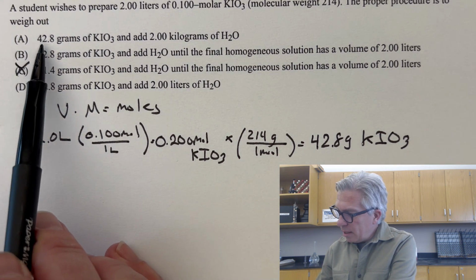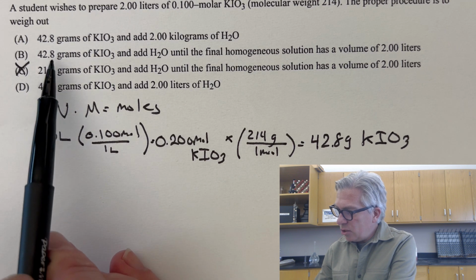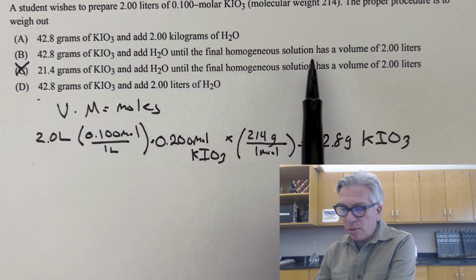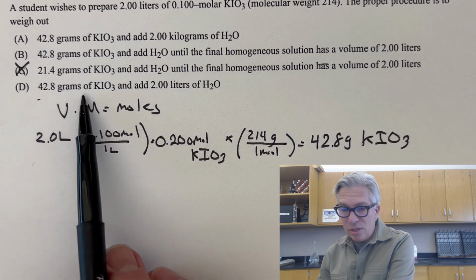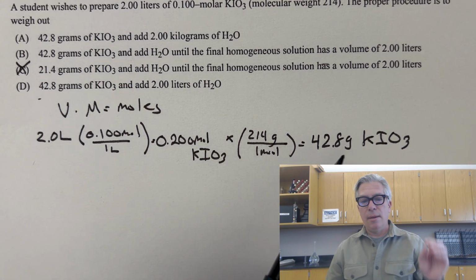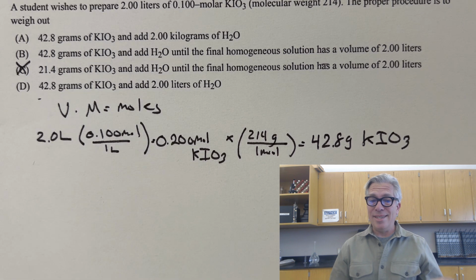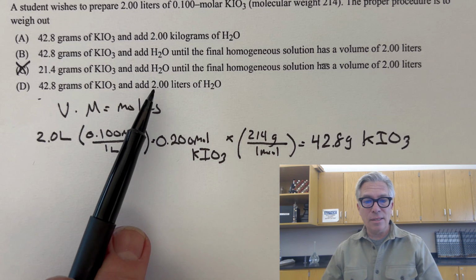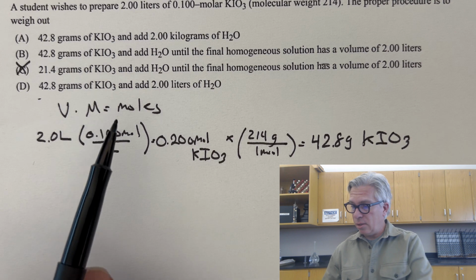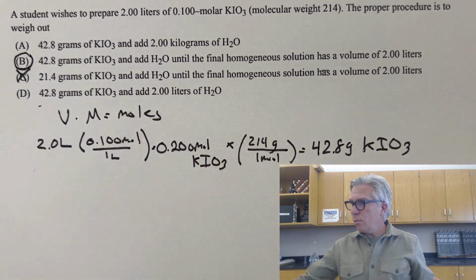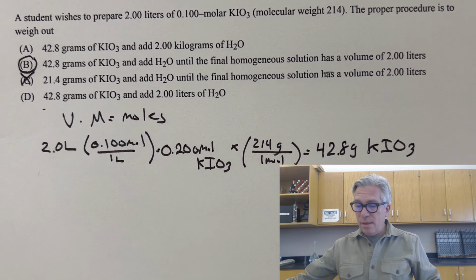Are we adding 2 kilograms of water? Are we adding water until the final homogeneous solution has a volume of 2 liters, or are we simply adding 2 liters of water? Whenever you make a solution, you always want to measure out your solute, put it in some water, and get it to dissolve, because the volume is going to change a little bit, and it might do some weird things. Also, if you start with 2 liters of water and then add some, you're going to be over 2 liters. So that's not a good laboratory procedure. You want to dissolve it first and then add water till the final volume is reached that you want.